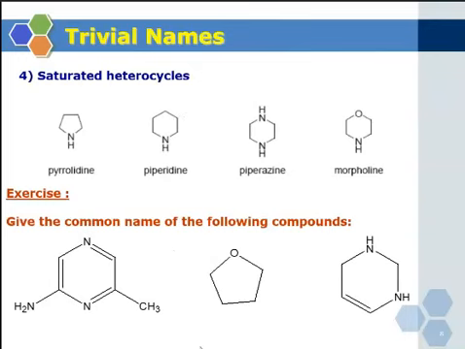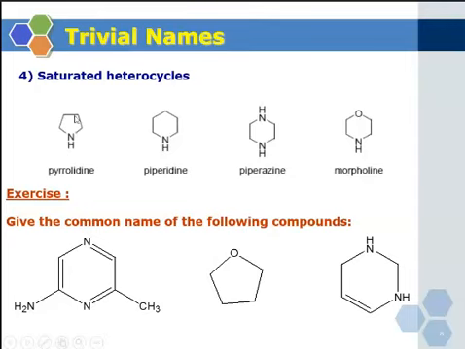Now let us see some saturated heterocyclic compounds and their trivial names. Here if you see the structures, there is no double bond inside these cyclic structures. It indicates that all the structures are saturated in nature. Hence we call them as saturated. However, as they are cyclic compounds, we call them cycles. And as they bear a heteroatom in the cyclic structure, we call them heterocycles. So in all, we can call them saturated heterocycles.